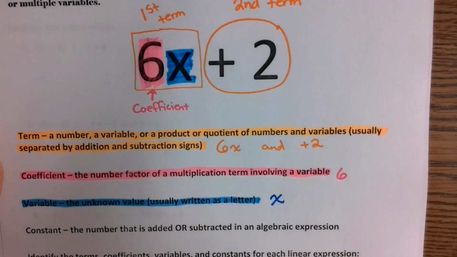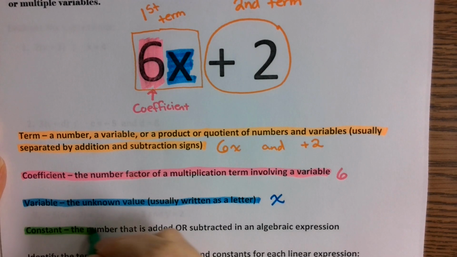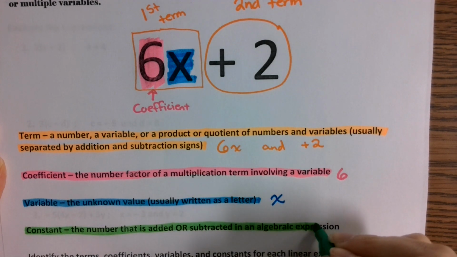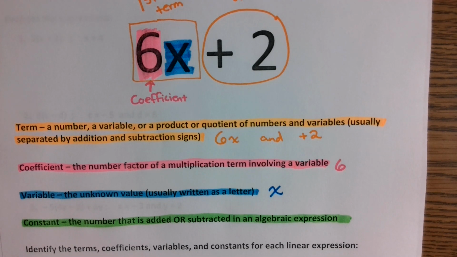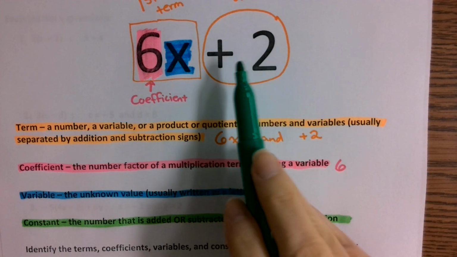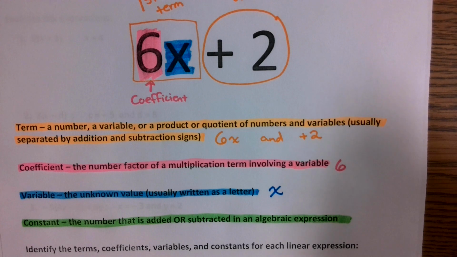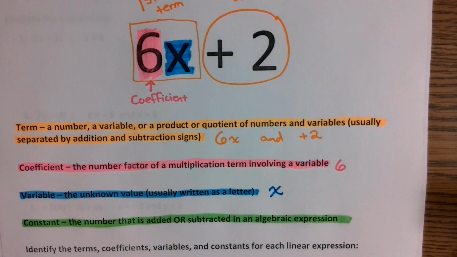Okay, and then we have our second term that we're focusing on, which happens to be called the constant. And the constant in algebraic expressions is just a number. It has no variable attached to it whatsoever. It's usually added or subtracted in the expression, so it's a positive number or a negative number. It is separate from the variable. It's not attached side by side like a coefficient is.